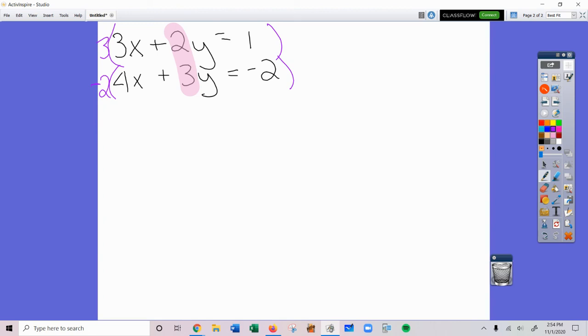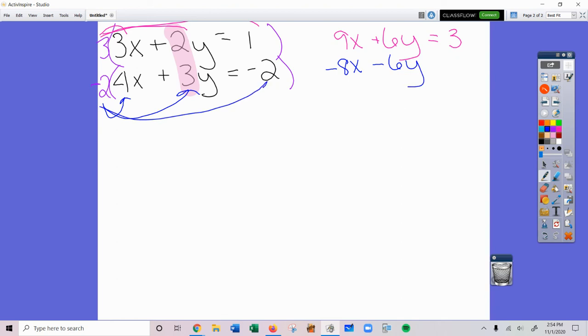Okay, so on top, I'm going to start distributing through. So 3 times 3 is a 9x. 3 times 2 is a 6y. 3 times 1 is a 3. Okay, now I'm going to do the bottom. -2 times 4 is a -8x. -2 times 3 is a -6y. -2 times -2 is a +4. You have to make sure you multiply all the way through.